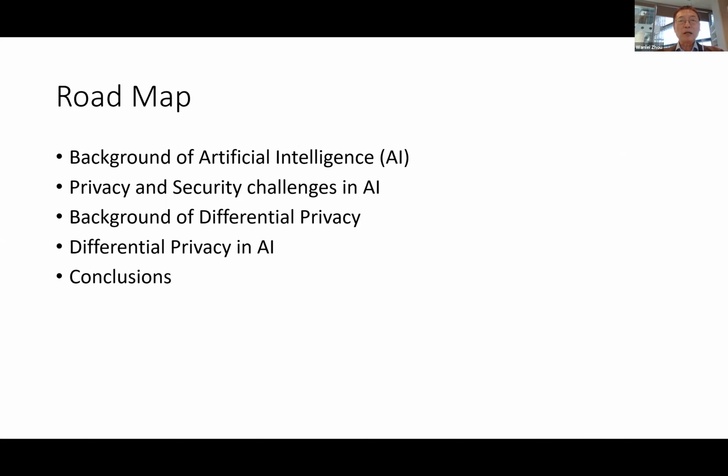Okay, here's a roadmap of what I'm going to talk about. A little bit of background in AI, and then the privacy and security challenges in AI that many of us probably know a little bit. Then I will talk about a particular tool that we have been using for many years now: differential privacy. Then we'll concentrate on the fourth point, which is the application of differential privacy in improving AI in some technology areas. Then I will do a little bit of conclusion.